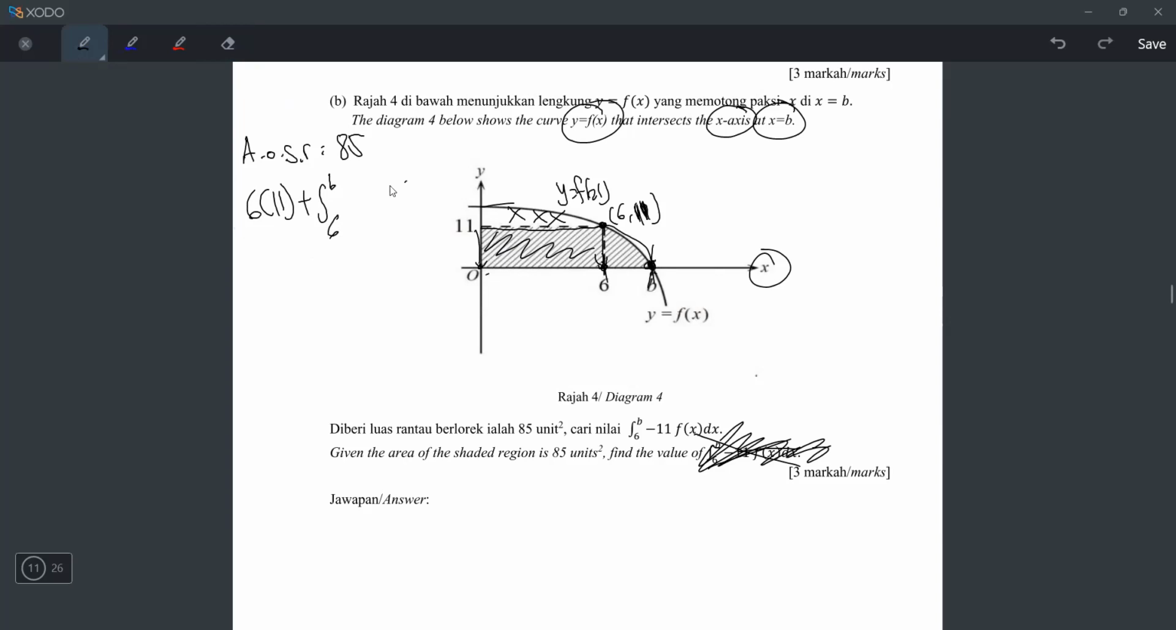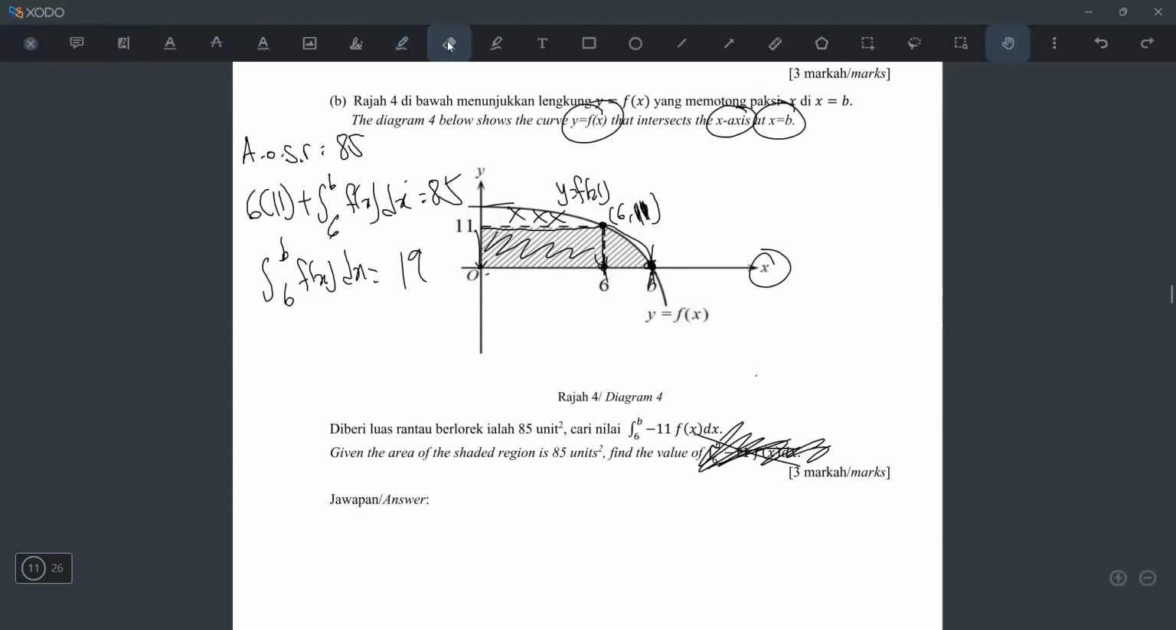And then you're using the x-axis, so dx, and in the middle is y equals 85. But we already know y equals fx. So let's just write fx like this. And then 6 times 11 is 66. But 66 moves over and becomes minus 66, right? So what is 85 minus 66? Let's press. Okay, I get 19. It means the integral from b to 6 of fx dx equals 19.